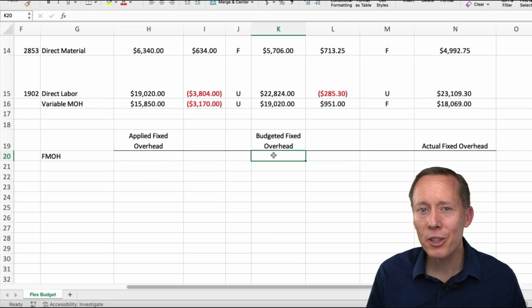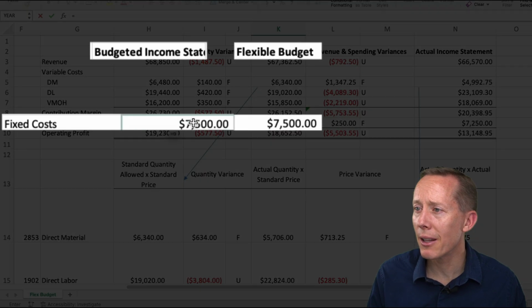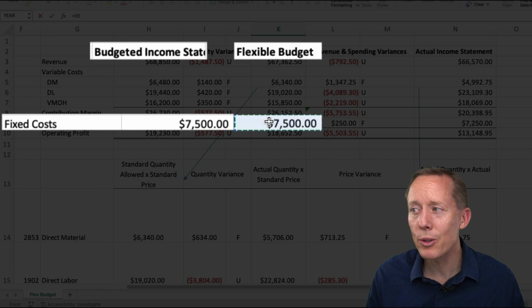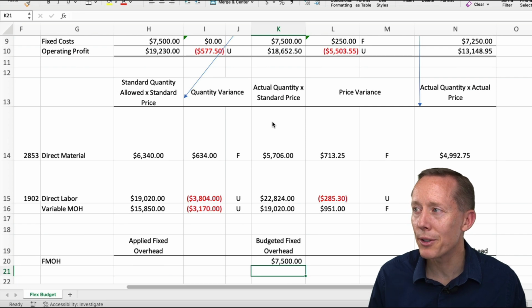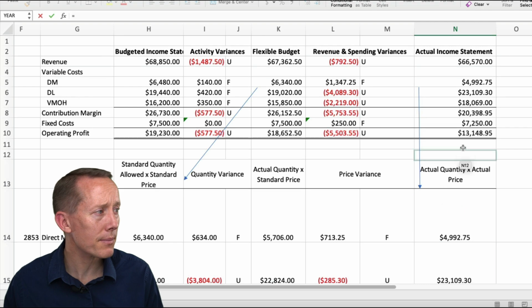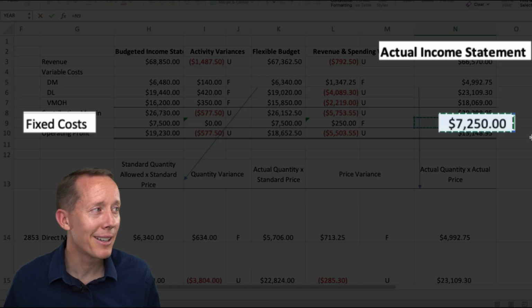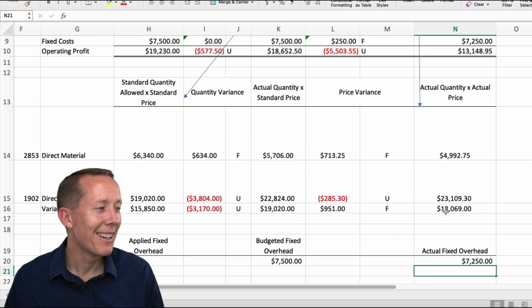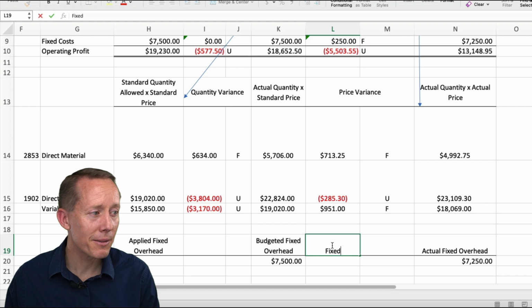All right, so the budgeted fixed overhead is equal to whatever you have on either the budgeted income statement or the flexible budget. Those should always be the same. They will always be the same by definition. So we can just go ahead and set that equal to 7,500. And then the actual fixed overhead will be equal to the actual number on the actual income statement. Now this right here is known as the fixed overhead budget variance.